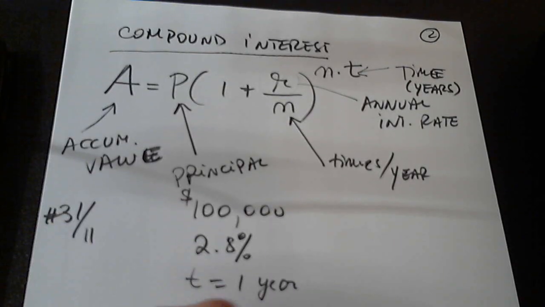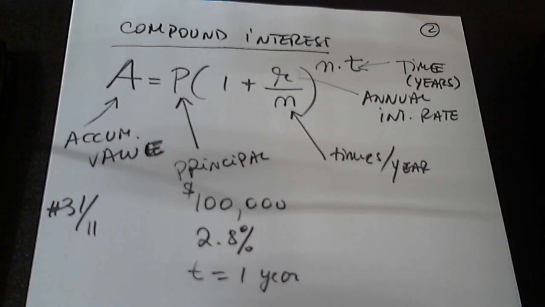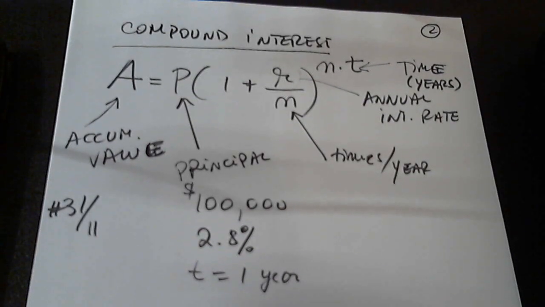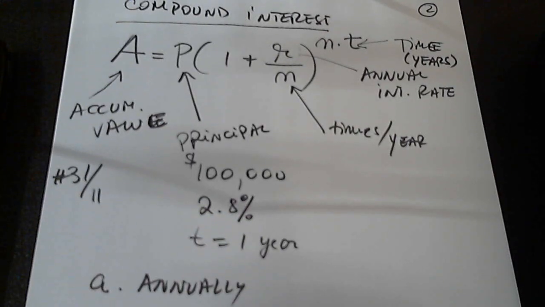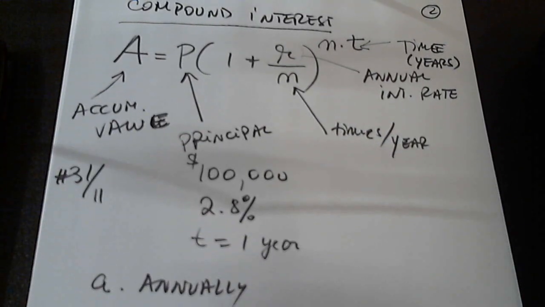And we want part A, annually. Part B, semi-annually. Part C, quarterly. D, daily. And E, hourly. Okay.